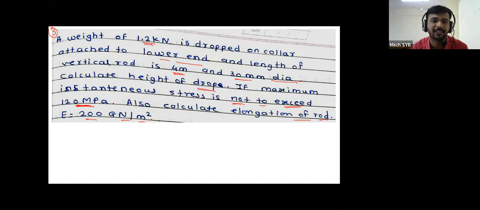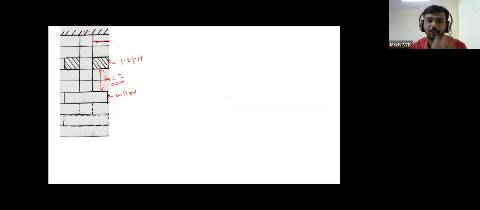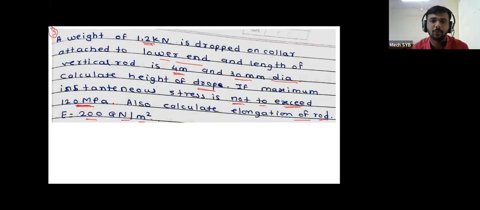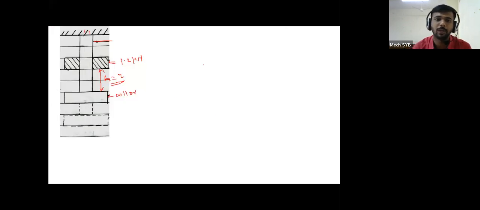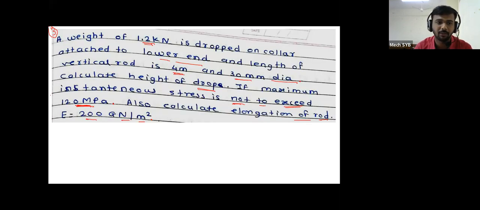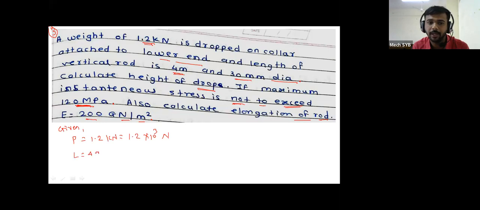So 120 megapascal is the maximum stress value of this rod, and it is given to you for further calculation. And what value do we have to calculate? We have to calculate the height of the drop. Then which formula do we have to use here? Before that, we will write out all the given parameters. Given: P is 1.2 kilonewton, equal to 1.2 into 10 raised to 3 Newton. Then length is given as 4 meter, equal to 4000 mm.